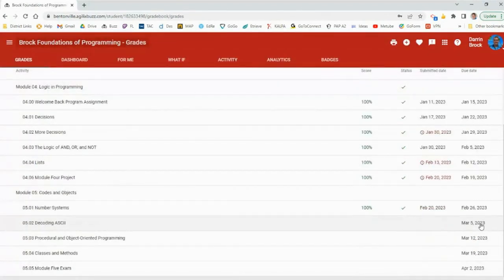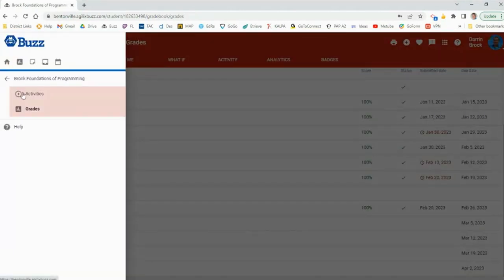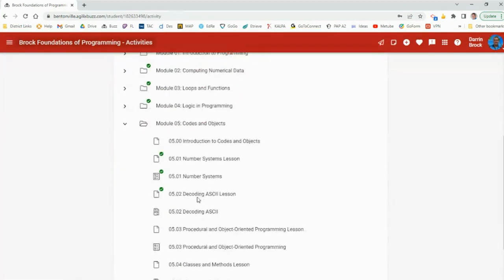March 5th is this coming Sunday, so we are on 5.02. Last week was our number systems lesson, where we looked at the different number systems: hex, decimal, binary, and octal. Now we're talking about ASCII. We're learning what ASCII is today. So let's go to 5.02, decoding ASCII.